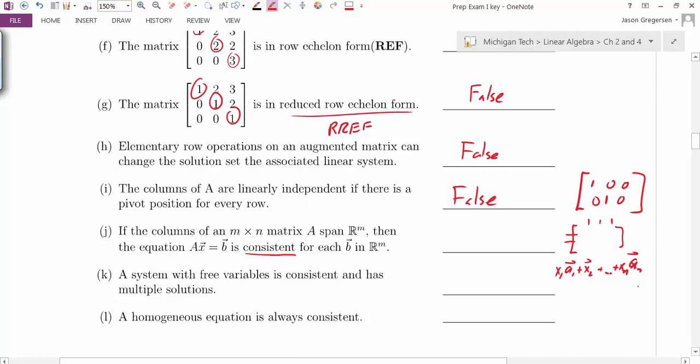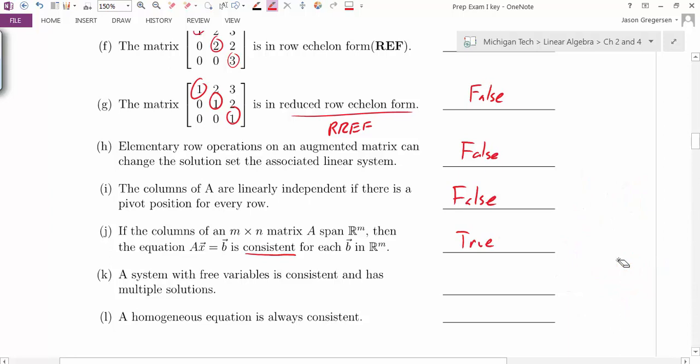And they're saying the columns span Rm. So that means I can find this linear combination for every b in Rm. So no matter what b we're talking about in Rm, I can always write it as a linear combination of these columns. That's what it means for these columns to span Rm. But once again, this linear combination of these columns is just a vector equation, which is the same thing as this matrix equation. So saying that that vector equation can always be solved, that there's always a linear combination for any b in Rm, just means that the matrix equation can also be solved for any b in Rm, which is the second piece. So this one is true.